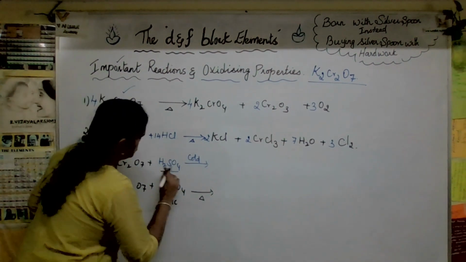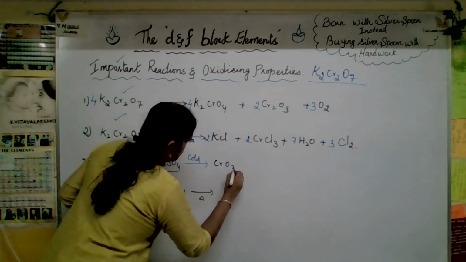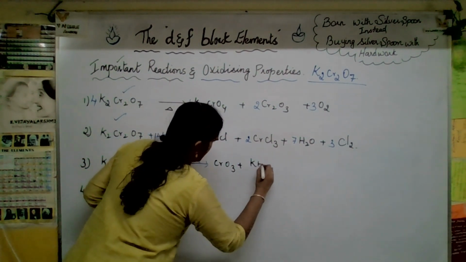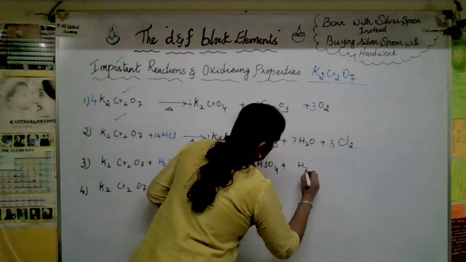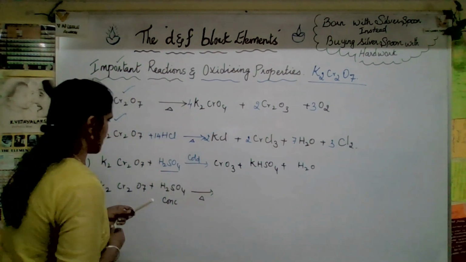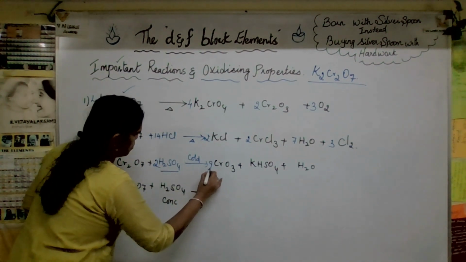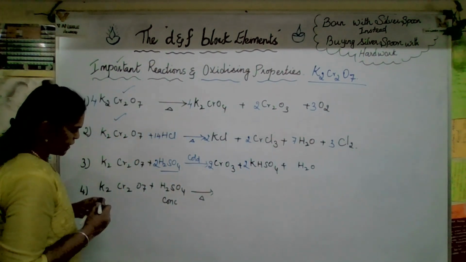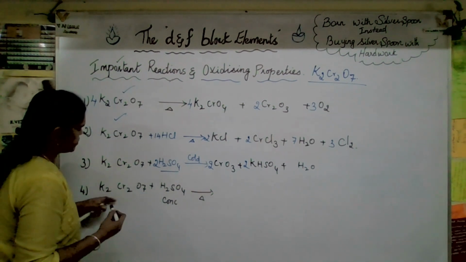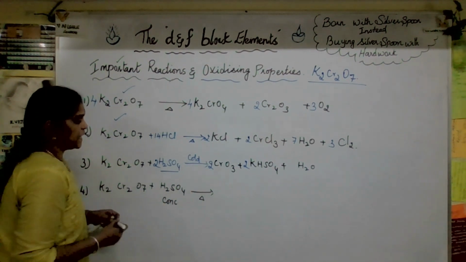Cold condition, H2SO4 cold condition. So here CrO3 plus KHSO4 plus H2O, right? Okay, now here 2, and here also 2, and here also 2. Yes, you got it. Okay, now the next one, K2Cr2O7 with the concentrated sulfuric acid while heating, what will you get?